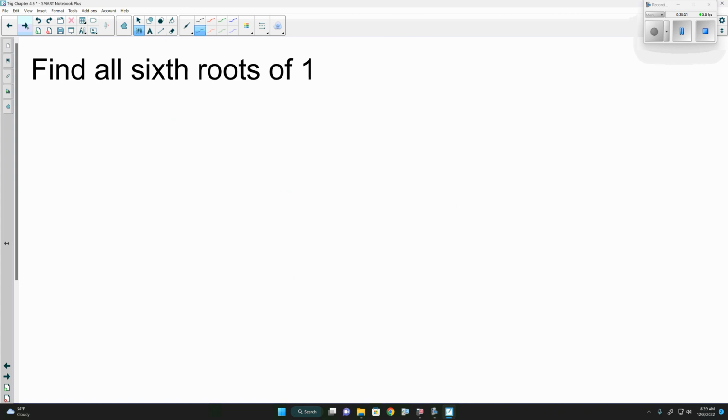Find all 6 roots of 1. Of 1. I can tell you one of them is 1. But the way that we go about this is still going to be the exact same. It's not going to change. We'll do this tomorrow. Mainly because I'm looking down and seeing that we've got 5 minutes.